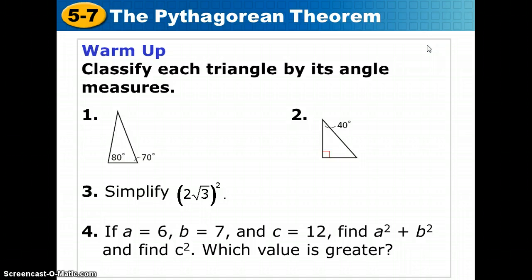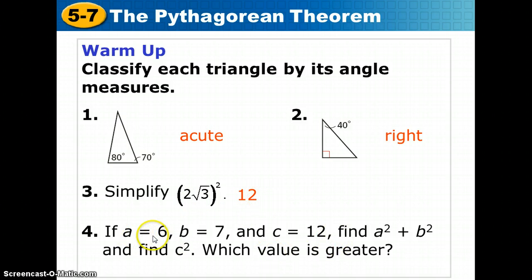Alright, here are the answers we should get, classifying each of these triangles by measure. 80 degrees, 70 degrees. The third angle, sorry about that, the third angle there would be 30 degrees, so that would be an acute triangle. In this triangle, we have a right angle given, so we know it is a right triangle. And to simplify this, you might remember back when we worked with simplifying radicals, you're going to square 2 and square root 3. 2 squared is 4, root 3 squared is 3, 4 times 3 is 12.